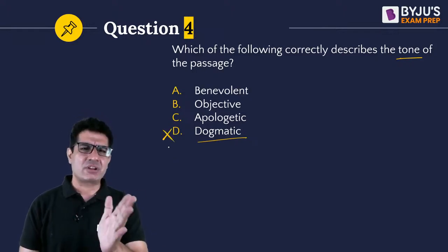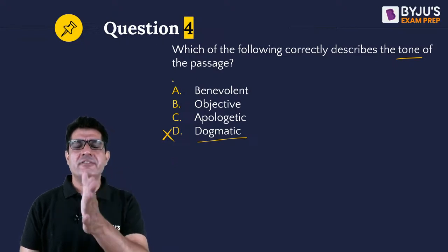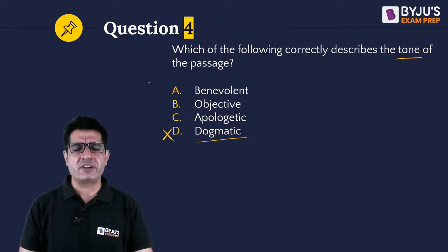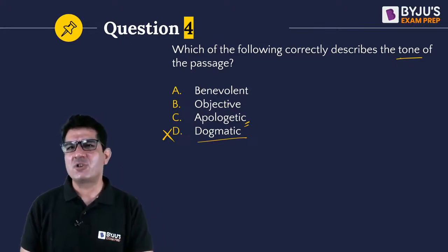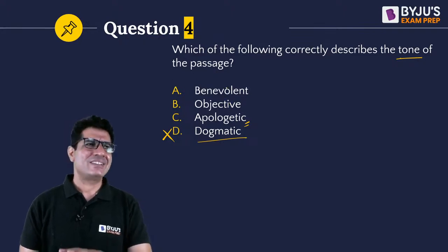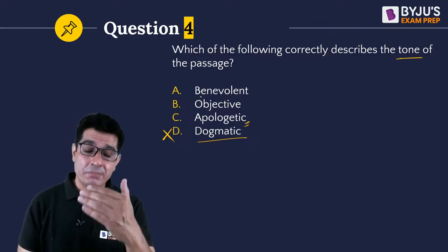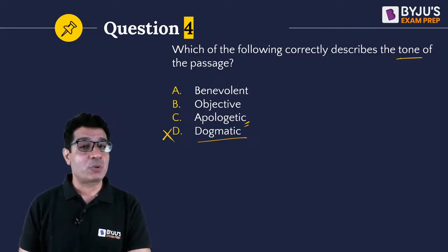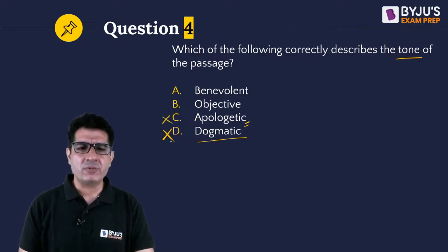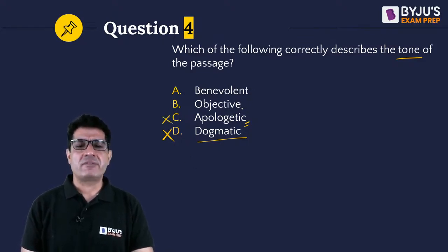I mean, at the end of the day, you can figure out whether the tone was positive, neutral, or negative, right? So it is definitely not negative. So dogmatic is out. How about apologetic? If you're apologetic when you say that something wrong was done in the past, and that's really so bad, that should not have happened. But why would the author apologize? The passage does talk about something wrong that has happened in the past. But is the author responsible for it? A person becomes apologetic when that person is responsible for that act. The author is not. So C is also ruled out. That leaves you with benevolent and objective.